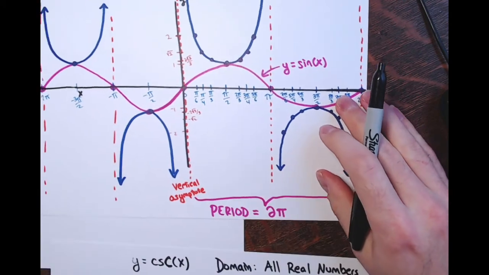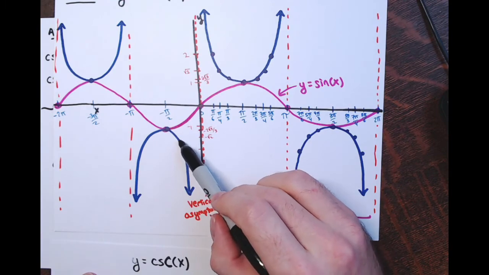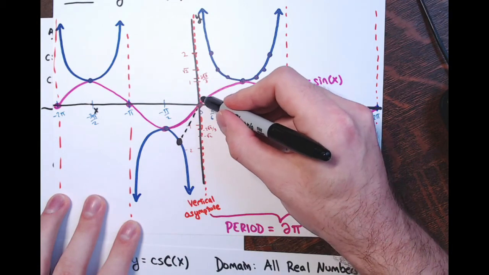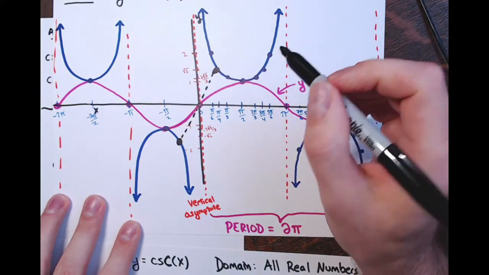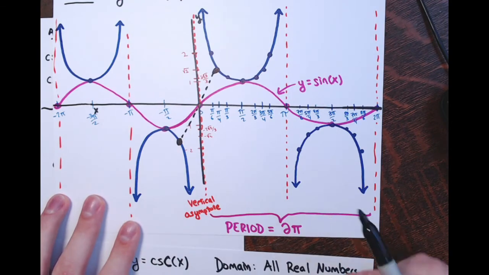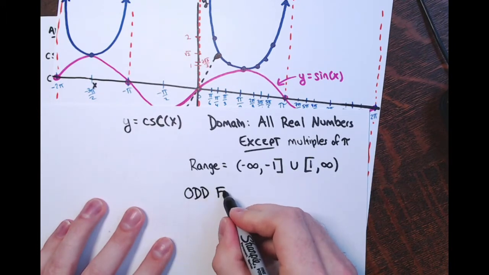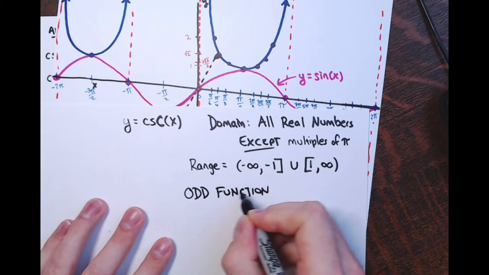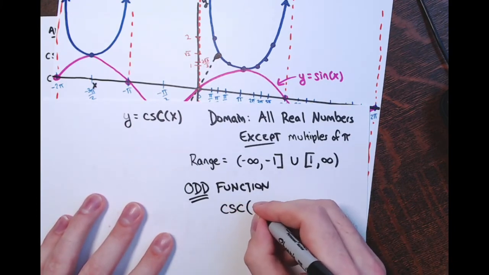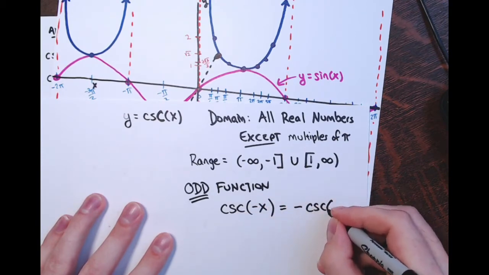All right, and then one other thing you might notice, looking at the purple graph again, is that you have origin symmetry. If I take a point, go to the origin, go the same distance across, you land at another point on the graph. If you reflect through the origin, you get the same graph again. So this is another odd function. It has origin symmetry, meaning that the cosecant of a negative angle is the opposite of the cosecant of the positive angle.